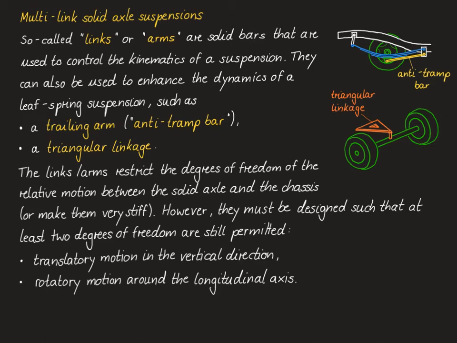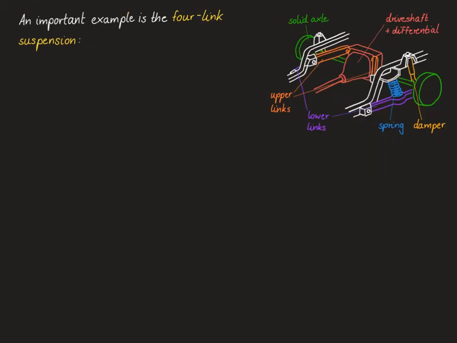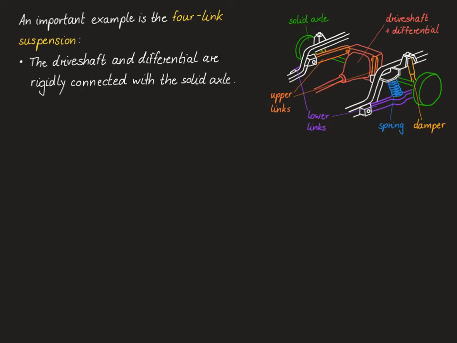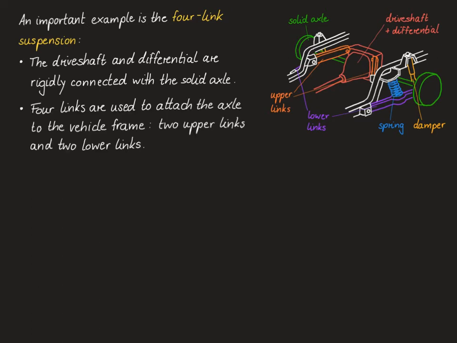In fact, there are many different numbers and designs of these links or arms, so it's impossible to cover all of them. An important example is the 4-link suspension that's shown in the figure on the right-hand side. Here, the drive shaft and differential, shown in red, are rigidly connected with the solid axle, shown in green. The solid axle is connected to the vehicle frame, shown in white, by the use of a total of 4 links, 2 lower links, shown in purple, and 2 upper links, shown in orange.